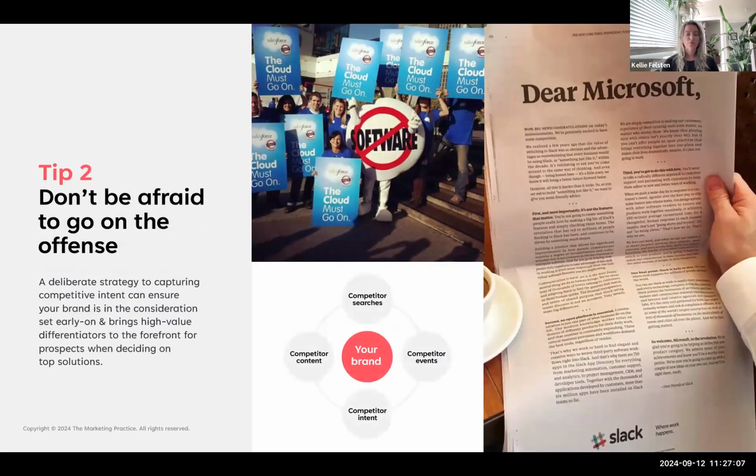Tip number 2, don't be afraid to go on the offense. So going against your competitors. So having an always on presence that is conquesting competitors is something that's always important. And there are a variety of different channels and ways to do this. Having competitive search terms obviously is always a big one, and making sure you're bidding and trying to be present when individuals are searching on competitors so that you can make sure you're on top of that, getting in that consideration set, really putting your high value differentiators in there.